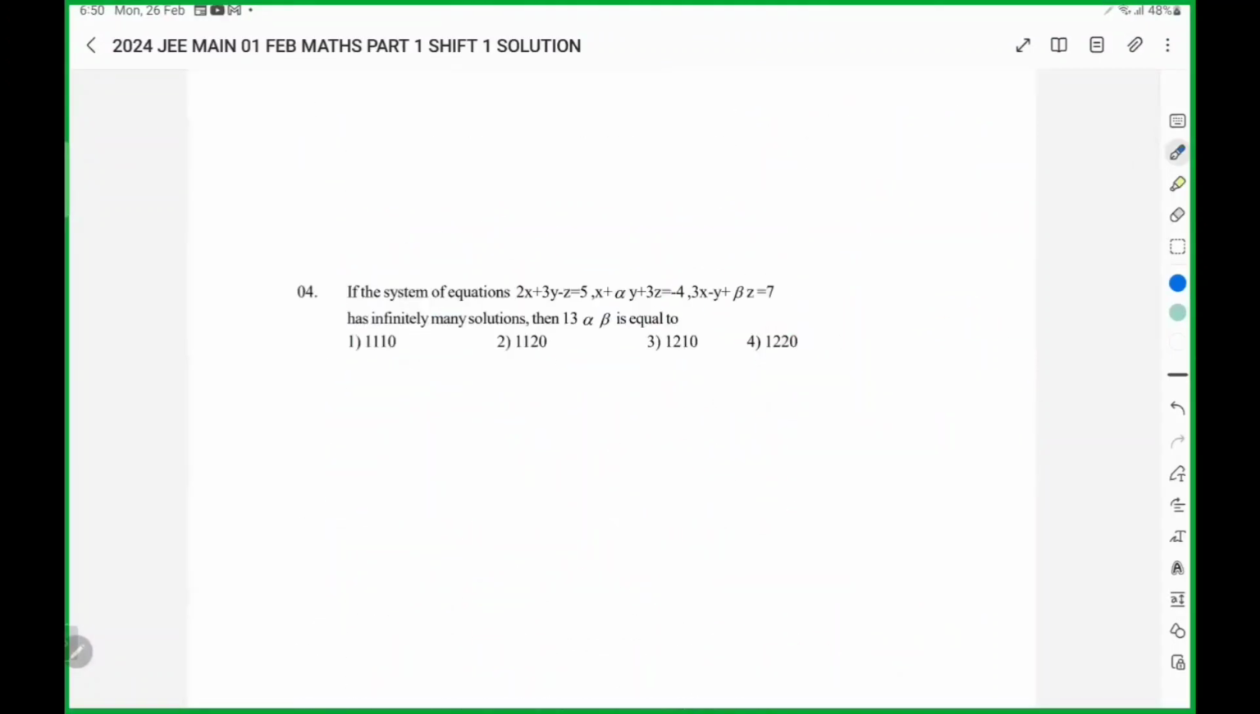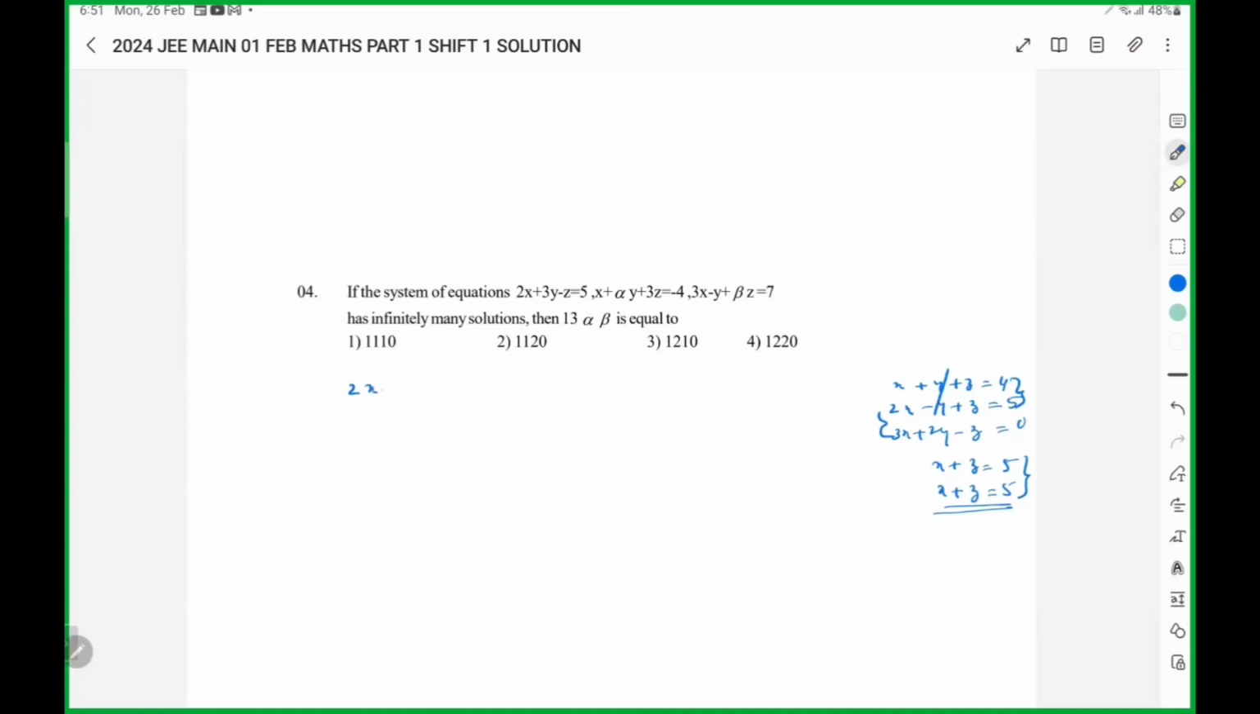Suppose three equations are given, something like this. Suppose you eliminate y here, this is only for example's sake I am saying. And again eliminate y from here, you get the same equations. We say that the system has infinitely many solutions. The same logic I am going to use here.